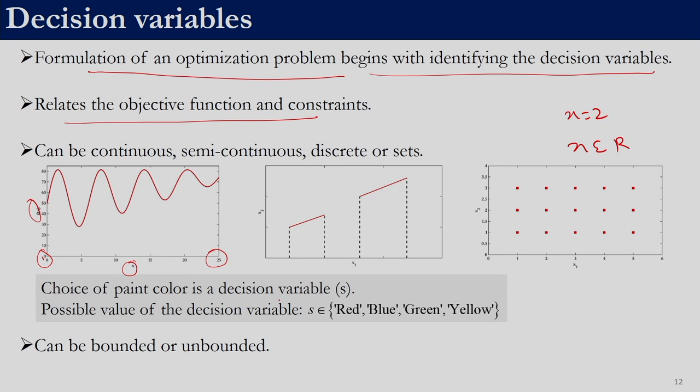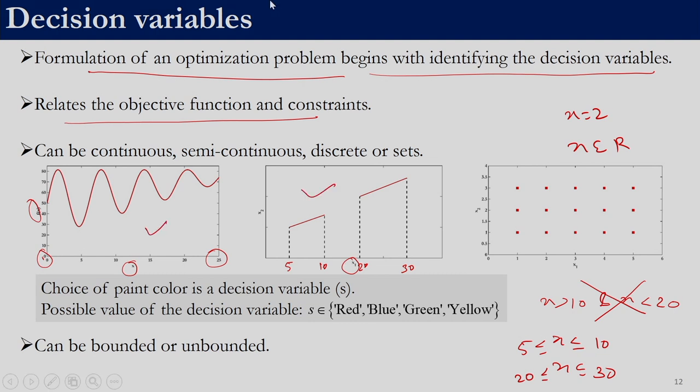At times, the variable can be discontinuous. For example, let's say this is 5, this is 10, this is 20, and this is 30. In this case, the variable x1 can take any value between 5 and 10, and any value between 20 and 30, but it cannot take a value greater than 10 and less than 20. So x greater than 10 and less than 20 is not allowed, whereas x between 5 and 10 is permissible, and x between 20 and 30 is permissible. So between 10 and 20 there is a discontinuity.